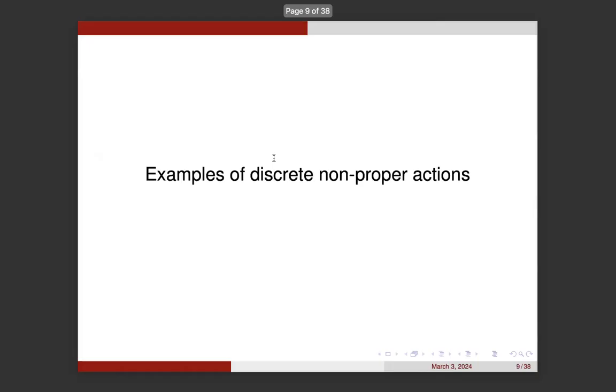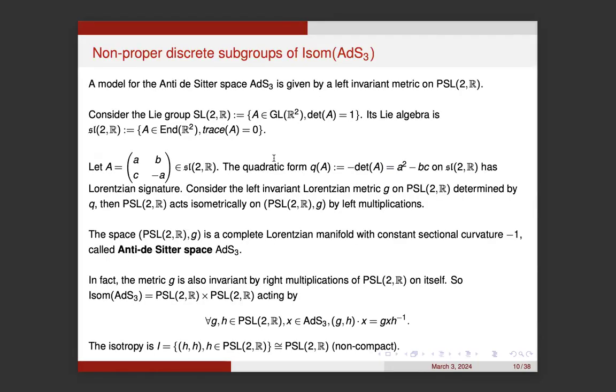Okay, so this example will be a Lorentzian manifold of constant negative curvature in dimension 3. So this is the anti-de Sitter space of dimension 3. I will give discrete subgroups of the isometry group with non-proper action. So first, I will recall a model of this space. A model for the anti-de Sitter space is given by a left invariant metric on the group PSL(2,R). So we consider how to construct the anti-de Sitter space of dimension 3. The construction goes as follows.